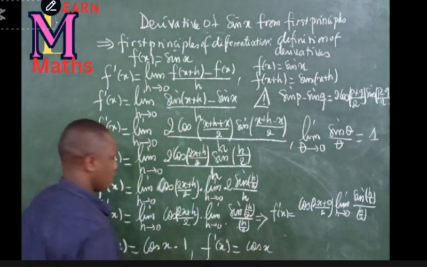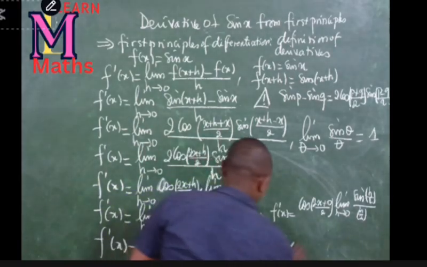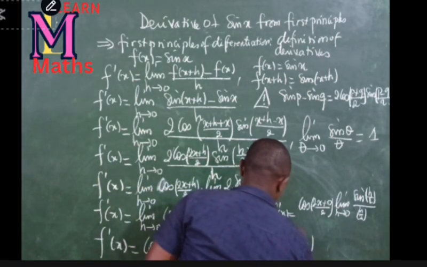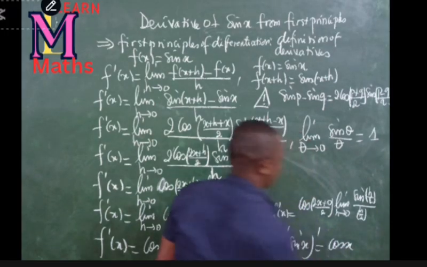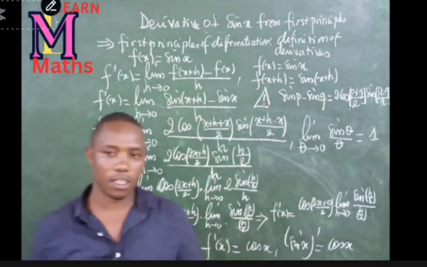In other words, the derivative of sine x is cosine x.